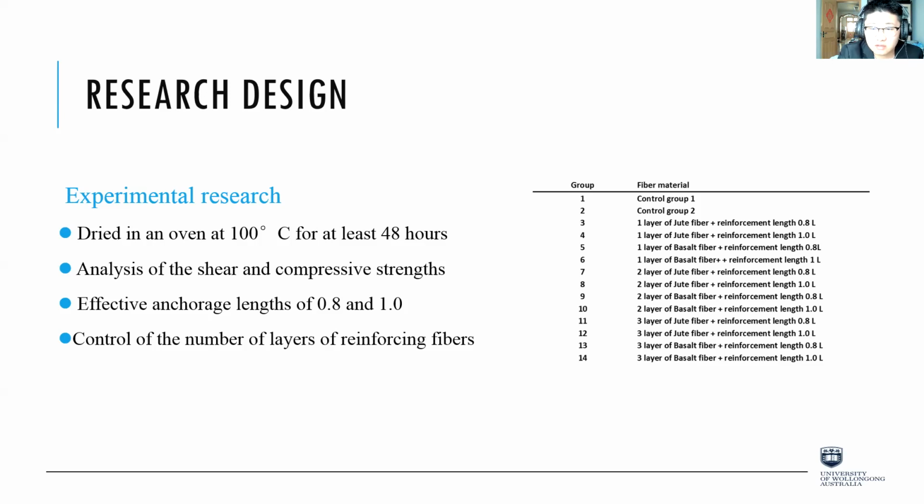Secondly, the heated balsa and jute groups were tested on concrete members with effective anchorage length of 0.8 and 1 respectively. And the properties of balsa fiber concrete members in terms of shear and compression strength were observed. It is also essential to control the number of layers of reinforcing fibers.